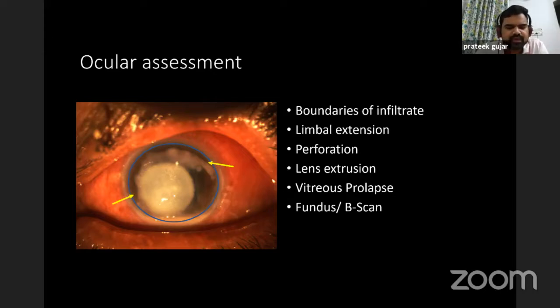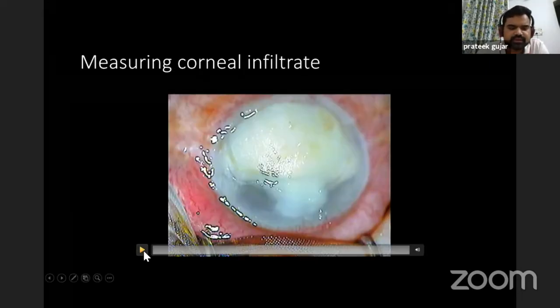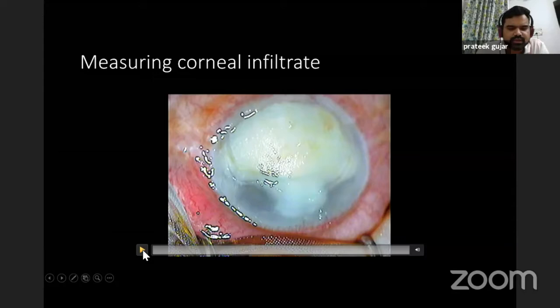We can make a color-coded photograph of the cornea and take it into the OT to help in surgical planning. This is a very useful practice, which I usually follow in these cases. Measuring the corneal infiltrate can be tricky sometimes, because the eye can have a lot of exudate in the anterior chamber and on the endothelium.